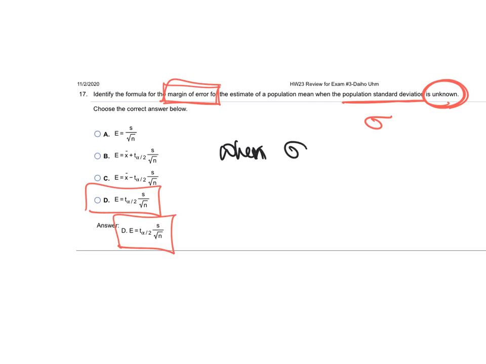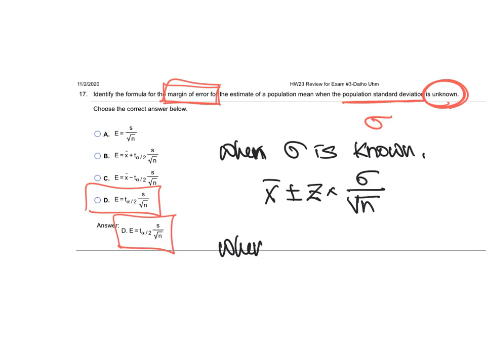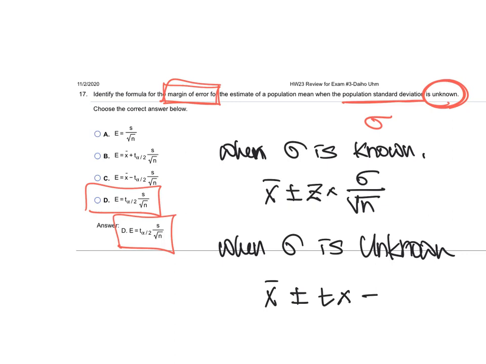When sigma is known, the formula was using the z-score and the sigma because the sigma was known. But now when sigma is unknown, we use the point estimate, the sample mean, but we have to use the t times s over square root of n. So look at this one.